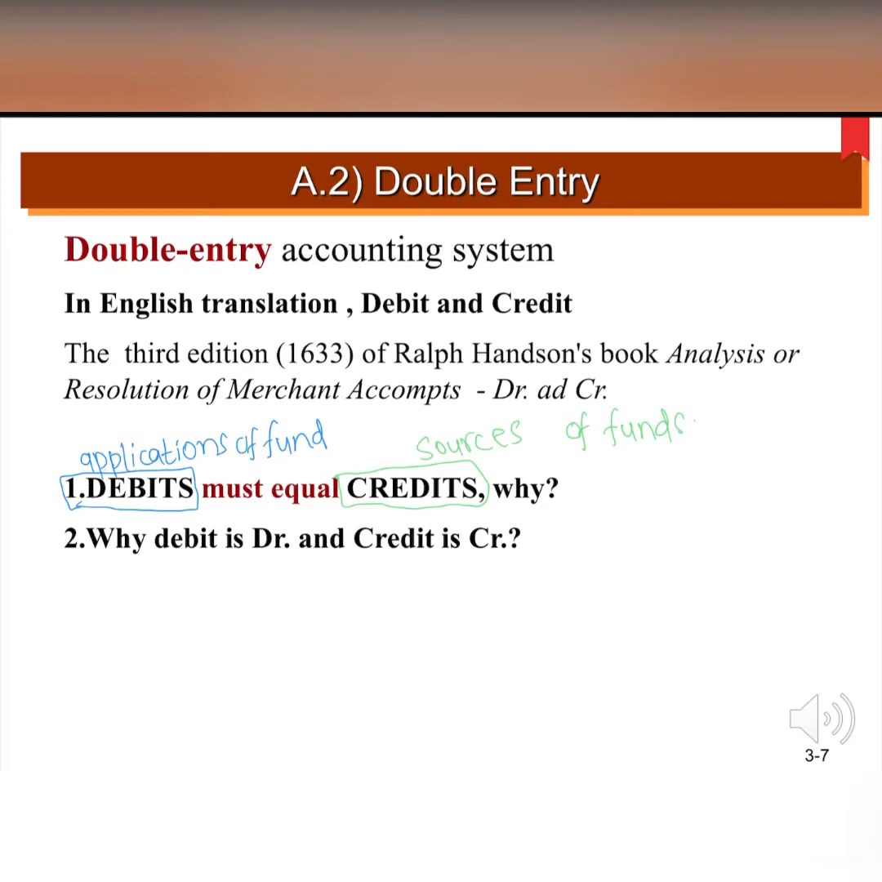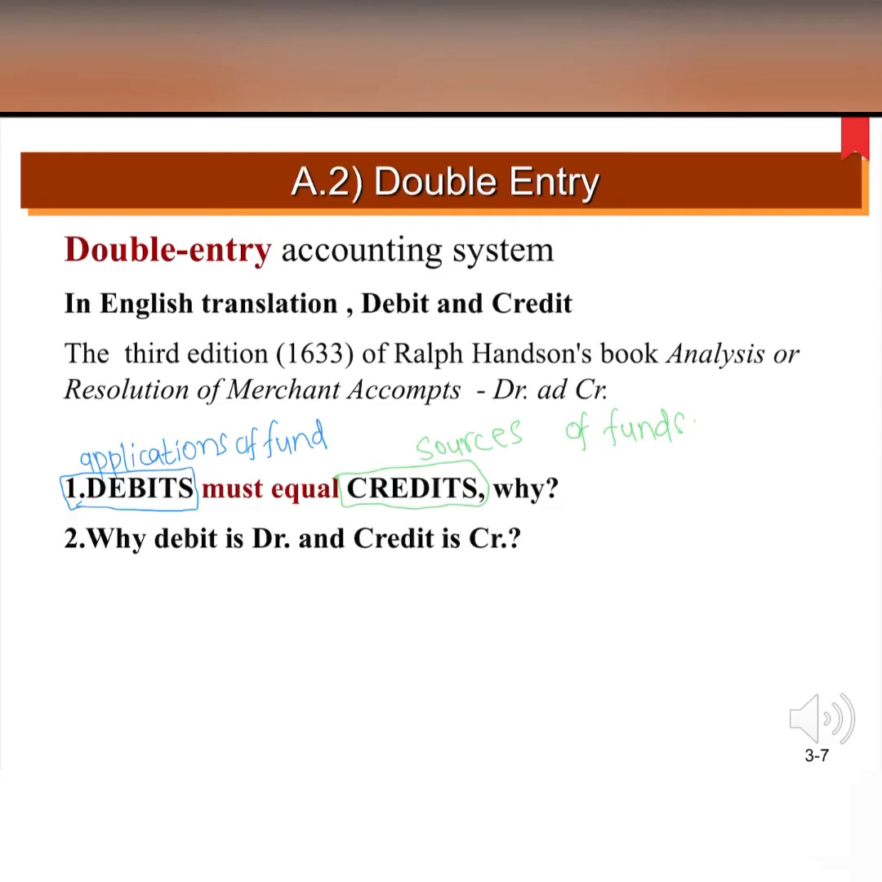So the question arises here: why must debit always equal credit? Let me give you an example. You have $100, and you went to the bookstore. You bought $80 worth of books and came back home. Here what you have now is your $100 worth, which equals $80 of books plus $20 of cash, which is still in your pocket. The thing is that debit is an application of funds and credit is a source of funds, so that's why they are always equal.